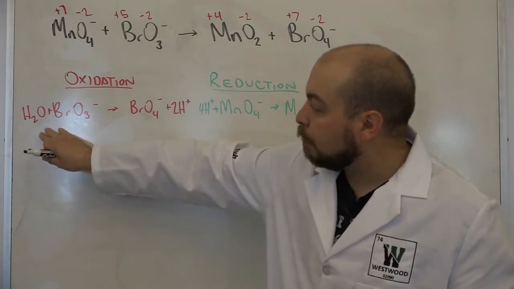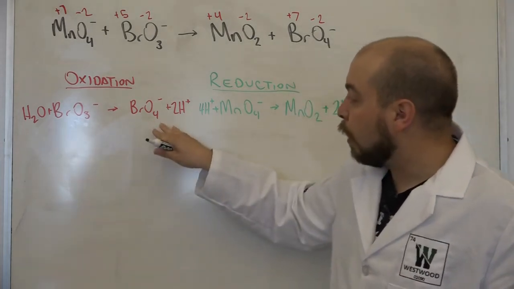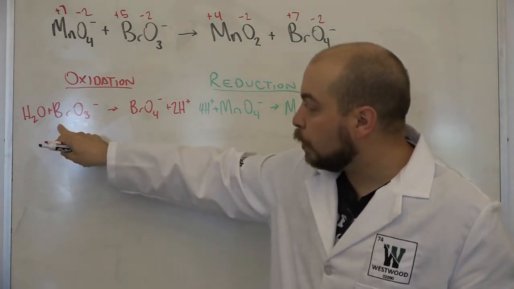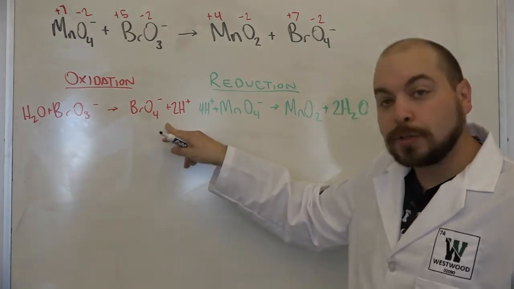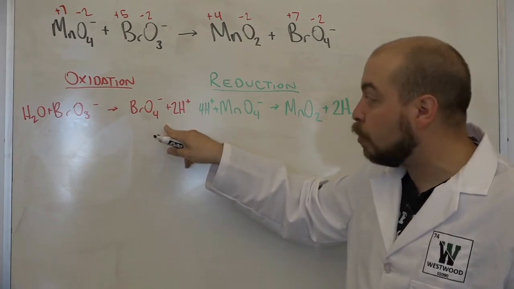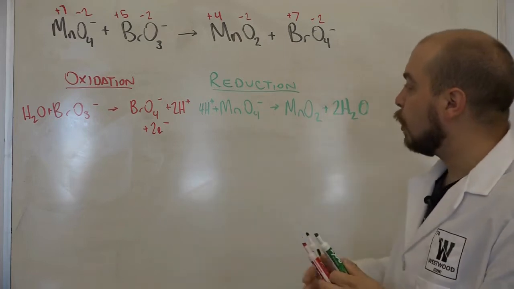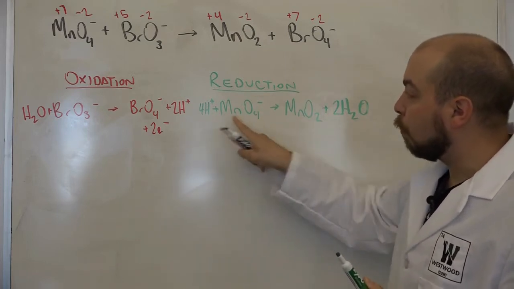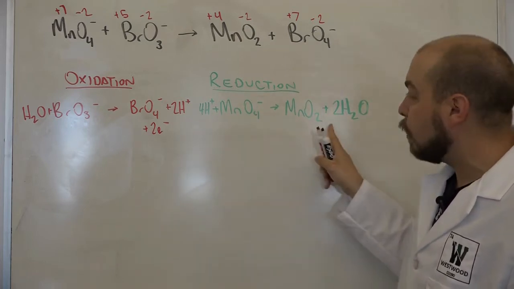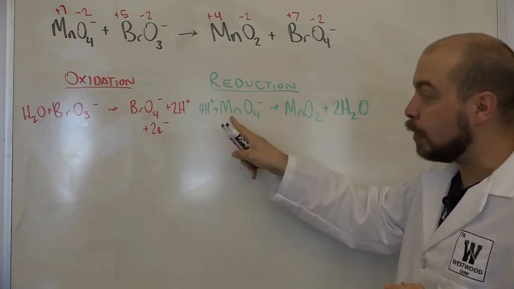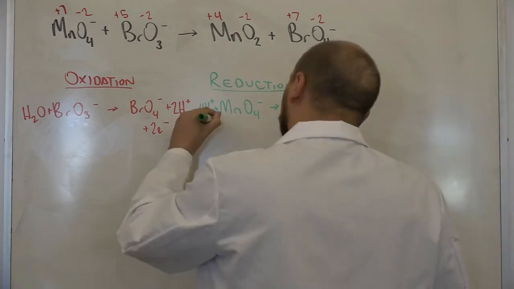My charge on the left side here is going to be -1, and on the right side it's going to be +1. So if I've got a -1 charge on the reactant side and a +1 charge on the product side, I need to add 2 electrons to the product side. And in the reduction half reaction, I've got a charge of 3+ on the reactant side, a charge of 0 on the product side, so I need to add 3 electrons to the reactant side.